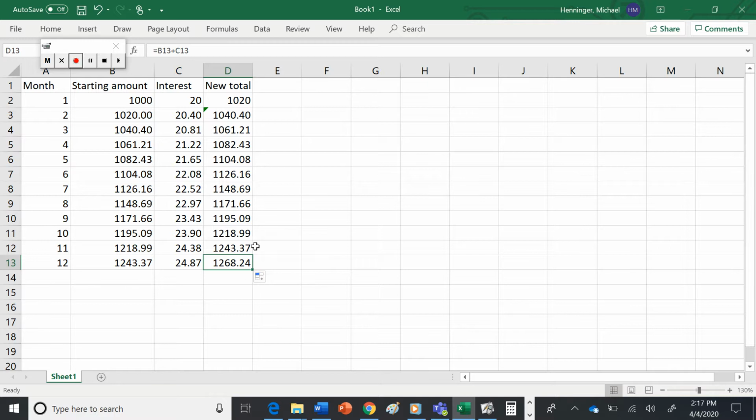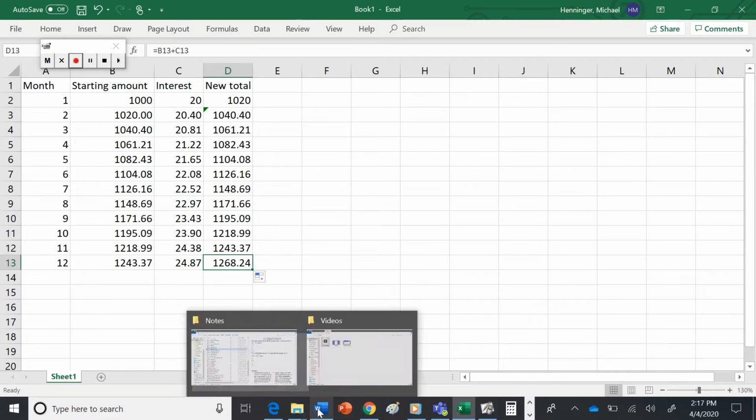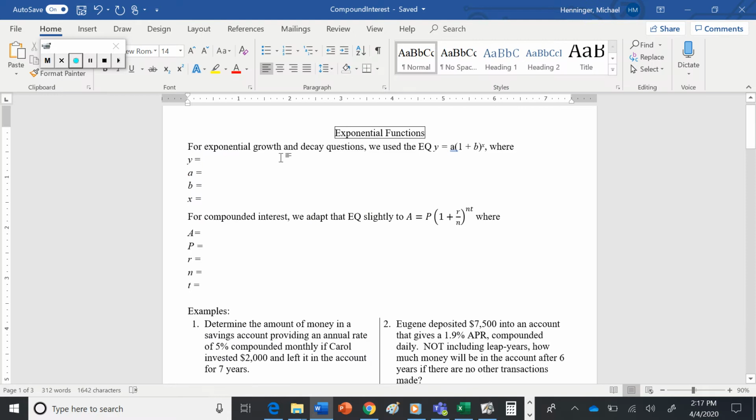That's how compounding works. Now, instead of having to build a whole spreadsheet for this every single time, some real smart person came up with a formula. Now, we talked about exponential functions before we left, before all this stuff happened. And we had y equals a times the quantity, 1 plus b, all raised to the x, where y was the amount at the given time, a was your initial amount, b was your growth rate, or I should say your rate of change.